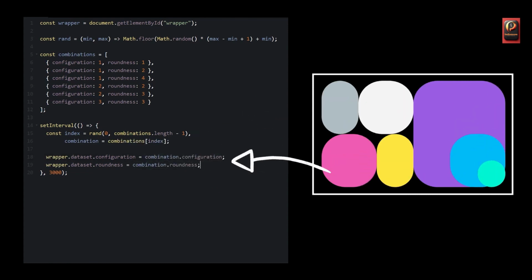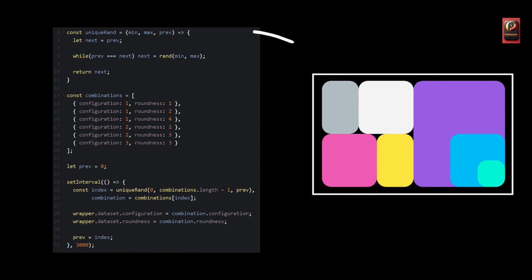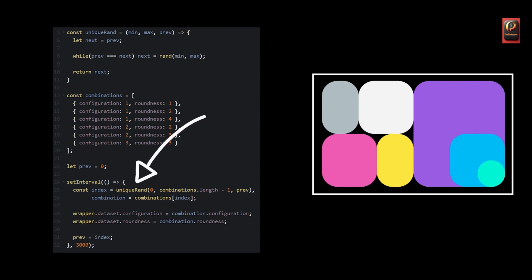Now, instead of selecting completely random values, I can simply select a random pair from the list and use those values to update my data attributes. If I wanted to get even fancier, I could keep track of the last selected combination and create a new function that would guarantee the same one wouldn't be selected twice in a row.